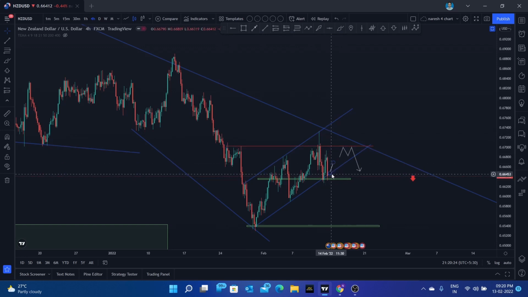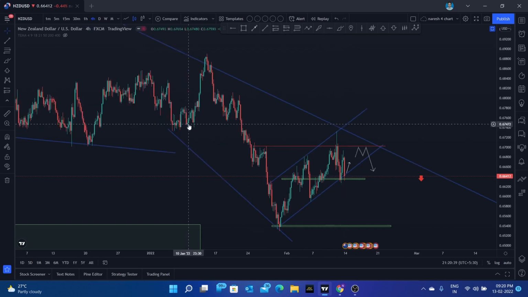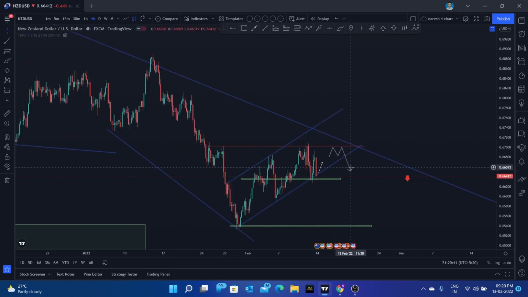But if you really want to go for a long entry, you can go for a long entry here, guys. So if it is holding this level and if it is making a bullish candle, you can go for a long entry and trade within this channel pattern. But I will not be advising you to go for a long entry because the major trend is down. So only look for short entries here, guys.